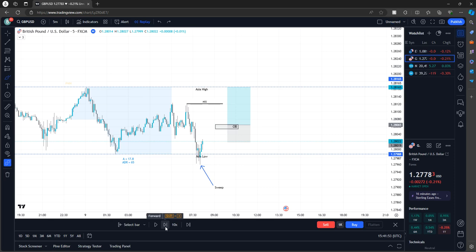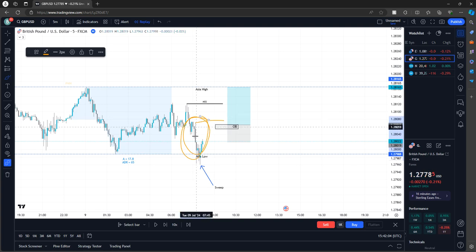So now what we do is we sit back and we mark where we want our market structure shift to be. Some people may ask, why would you not put your shift here? However, I would consider this internal structure as this is our higher high and this is our lower low. So anything in between we do not consider.